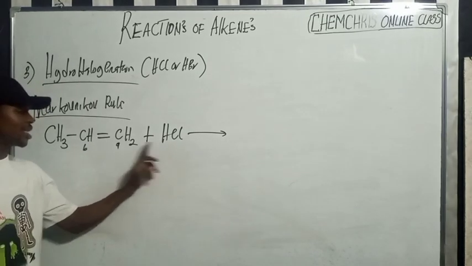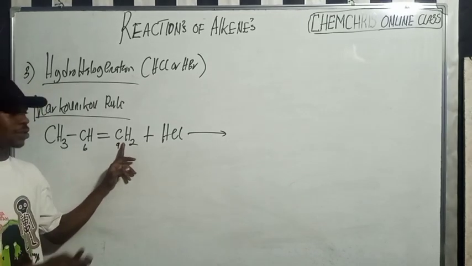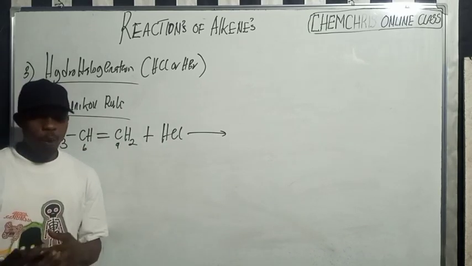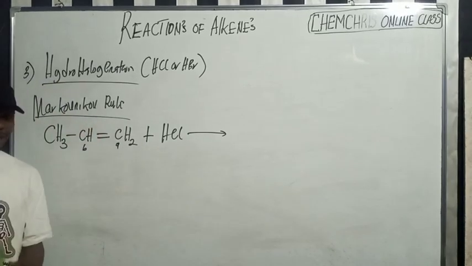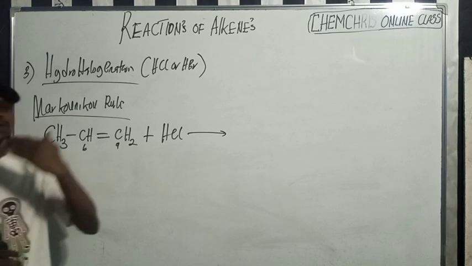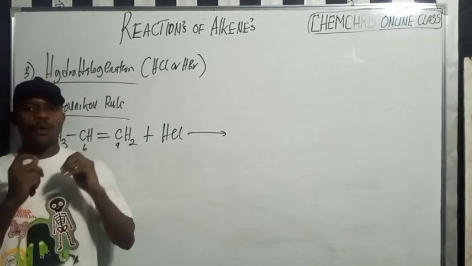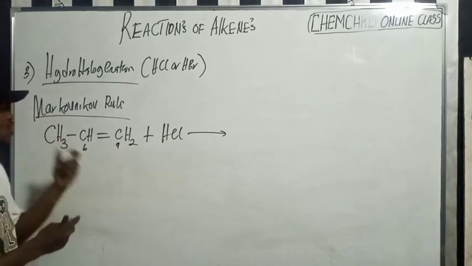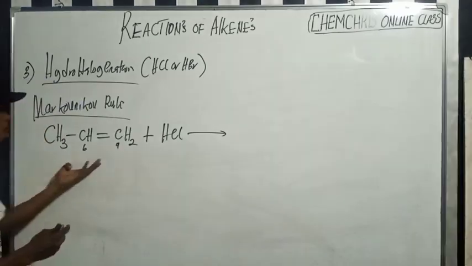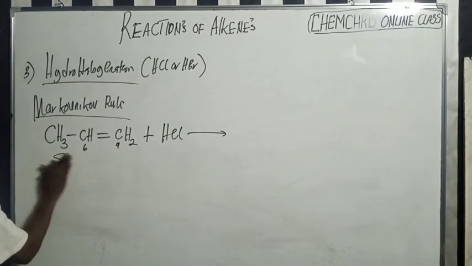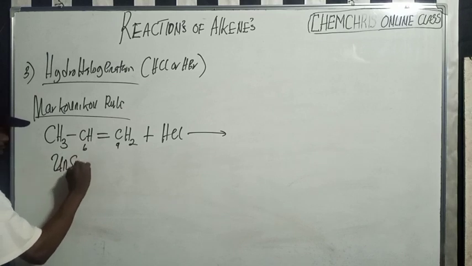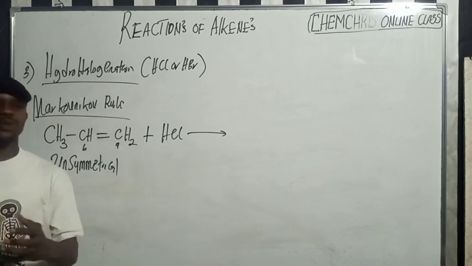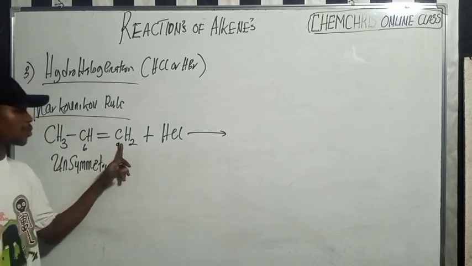Now understand that hydrogen is always added to the carbon atom with more hydrogen, while chlorine is added to the carbon atom with less hydrogen. This is called the Markovnikov addition or rule. Now they also ask in the exam the rule that states that when adding hydrogen bromide or hydrogen chloride to unsymmetrical alkene. Unsymmetrical, you understand?